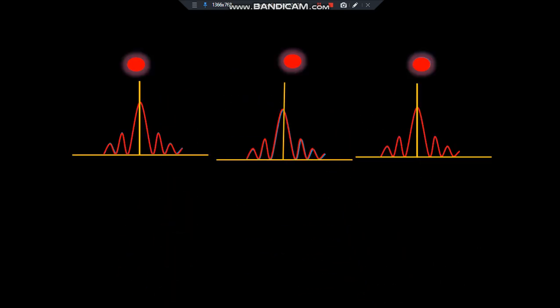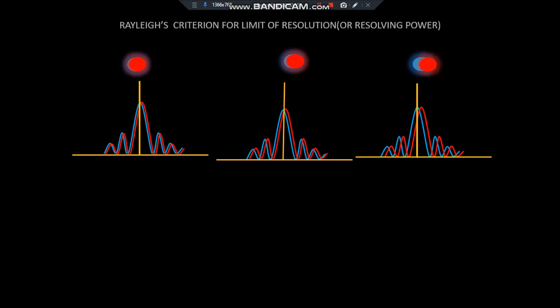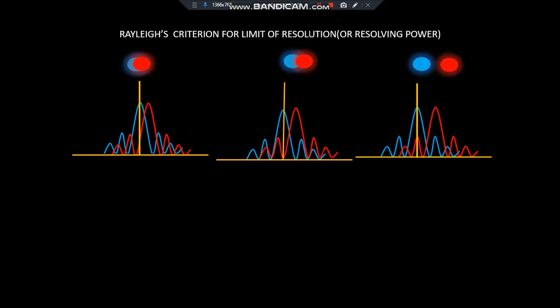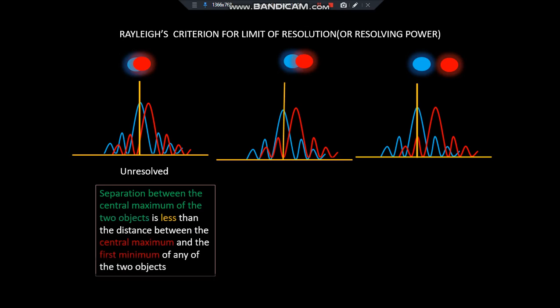Now these are the three cases. The diffraction patterns, if they separate out like this, is Rayleigh's criterion for limit of resolution or resolving power. Look at the first figure. This is the unresolved one. The separation between the central maxima of the two objects is very much less than the distance between the central maximum and the first minimum of any of the two objects.